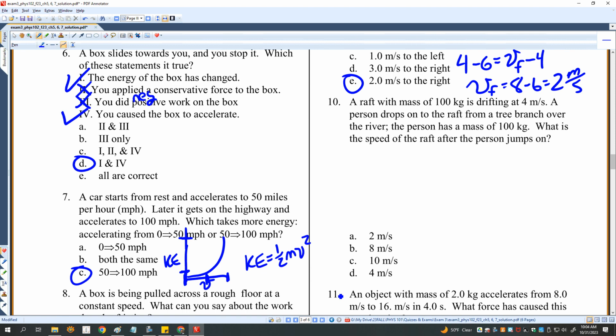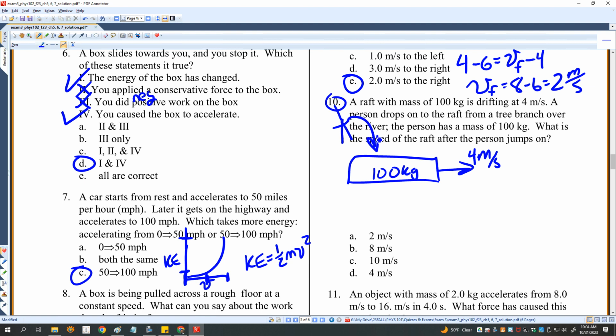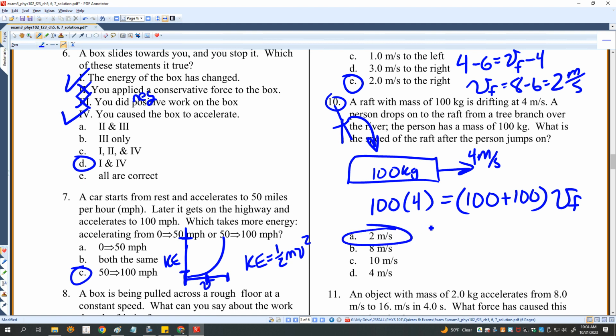A raft with a mass of 100 kilograms is drifting at 4 meters per second. I don't give you the direction, we'll just assume to the right. And a person jumps onto it, and I want to know what is the speed of the raft after the person jumps on. So initially my momentum is 100 times 4. But in my final state, this is a perfectly inelastic collision. I've now doubled that mass, and I want to know what the final velocity is. So that's 400 divided by 200, or 2 meters per second.